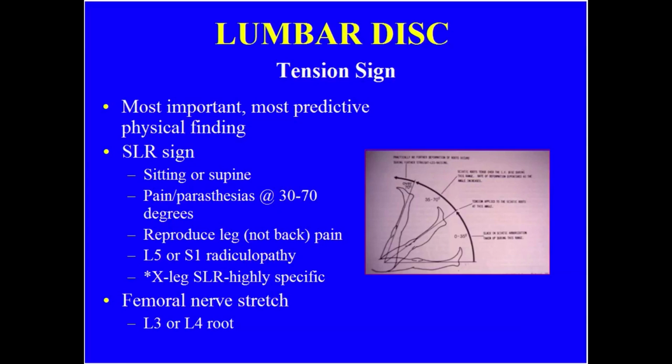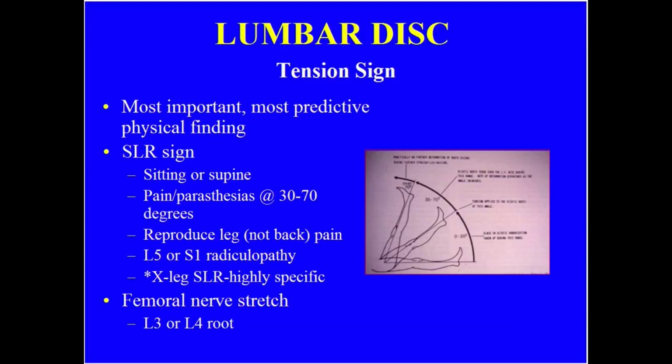The straight leg raising sign is helpful for L5 or S1 radiculopathies. For L4, it's really not that helpful. And certainly by L3, you need to do a femoral nerve stretch test, which is the equivalent tension sign.